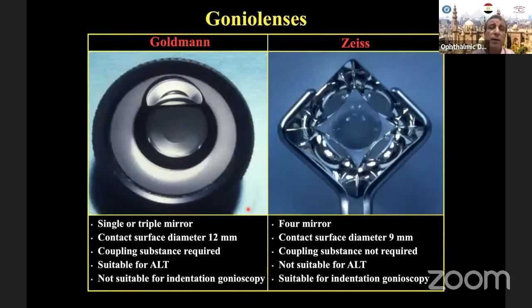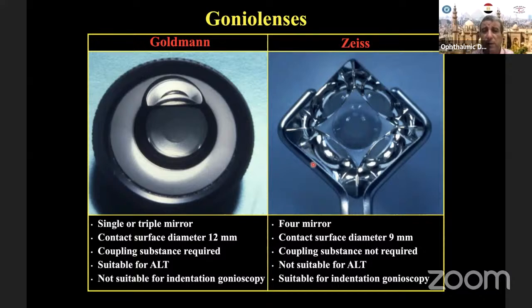Okay, how do you see these structures in the angle? We see them with what we call a gonio lens or gonioscope. This gonio lens has a reflecting mirror to look in the opposite direction of the angle. It might be the Goldmann one, which is a single mirror lens, or a four-mirror Zeiss gonio lens to get quick access to the four quadrants of the angle in one look.